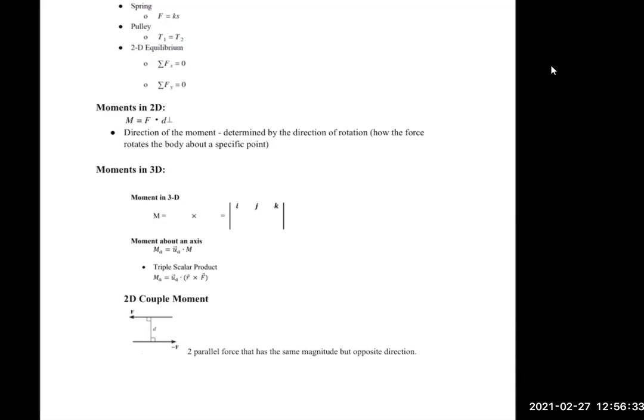Okay. Moments in 3D. Moment in 3D is r cross F, with the rows r_x, r_y, r_z and F_x, F_y, F_z. And guys, the order is extremely important. You always want your r on the top and your F on the bottom. If you flip it, you're going to get a completely different answer. So this one is for a moment about a point. And then the second one is a moment about an axis.